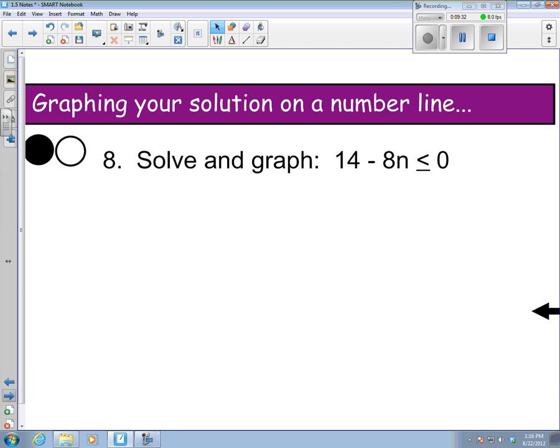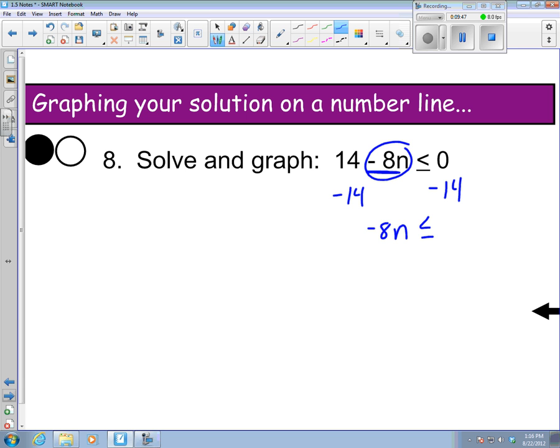Solving this one. I've got negative 8n here. I want to get that by itself first. I'm going to subtract 14 from both sides. And I get negative 8n. Don't forget, if you're subtracting, that's a negative 8. It is less than or equal to negative 14. I'm going to divide both sides here by negative 8. And I end up with n.